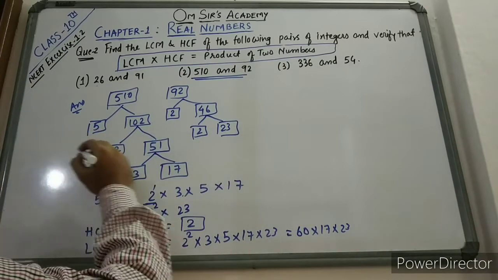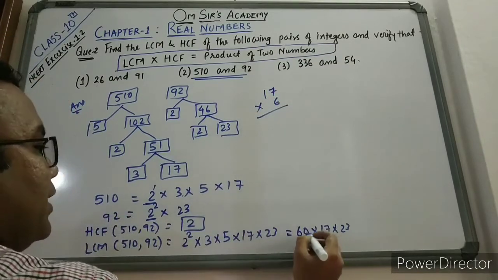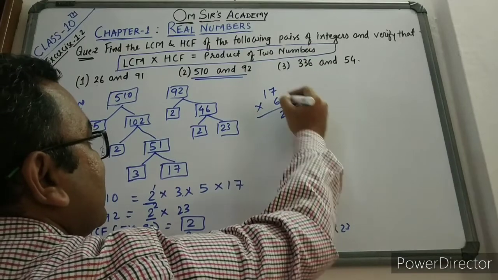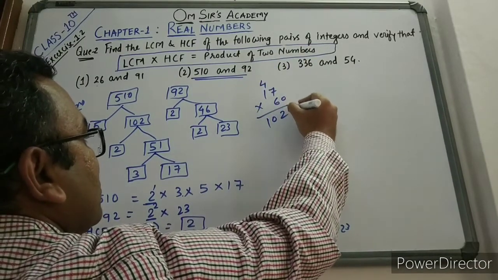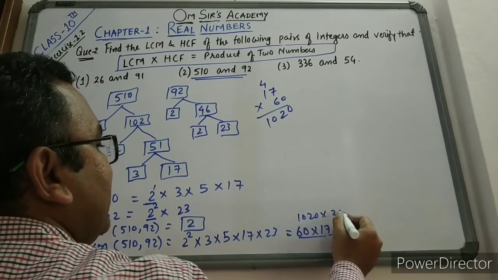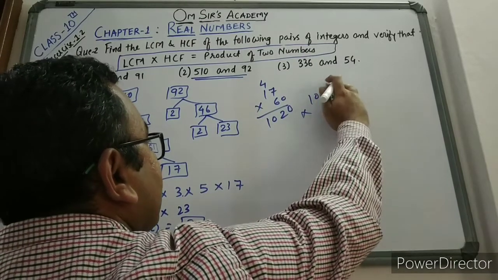So let us do this. If I have to multiply 17 into 60, let us multiply 17 into 6. 7 6s are 42. 6 1s are 6 plus 4 is 10. So this will be 1020 into 23. So let us multiply this 1020 into 23.